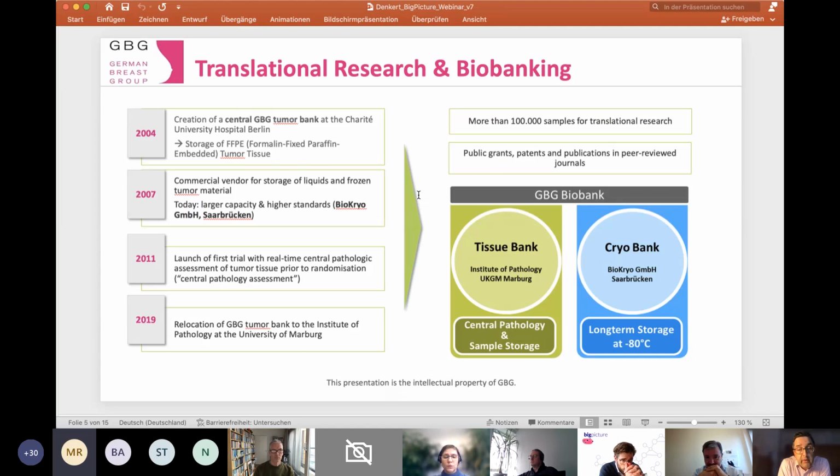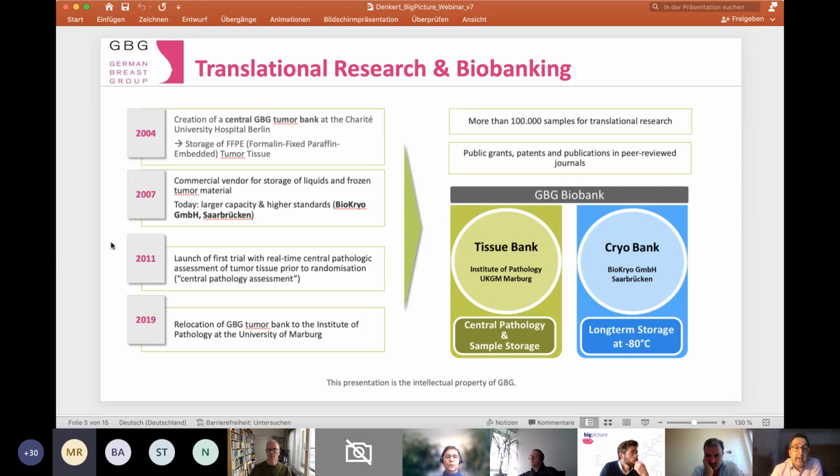Together with the GBG, I received a few slides from Bärbel Felder from the GBG. We have a long history of translational research and biobanking. There was a decision in 2004 to create a central biobank of the German Breast Group that was at the Charité. When I moved to Marburg, the tumor bank, which was like two trucks of samples, was relocated to Marburg as well. And now we have more than 100,000 samples for translational research.